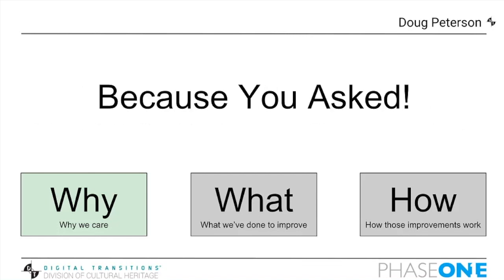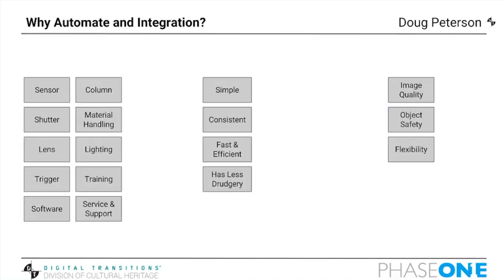And the main point here is because you asked, that's why. The reason why we've made these improvements is because we listen to the marketplace and we do everything we can to host roundtables, encourage direct feedback, go out and ask direct questions to our clients and to our prospective clients about what they should be doing, what we should be doing differently to better serve that market. And over and over again, we heard automation integration were high priorities for those institutions.